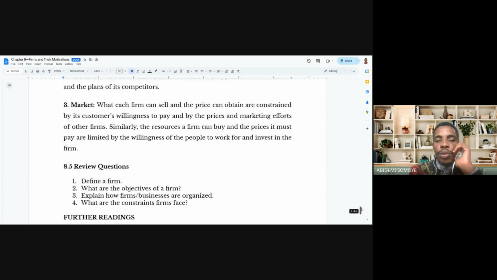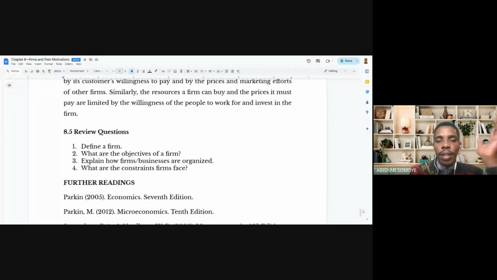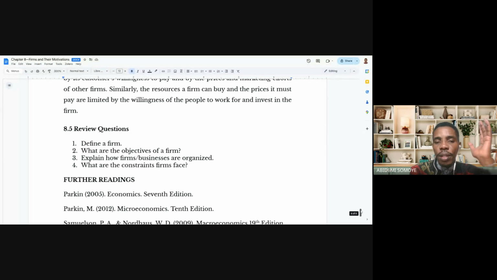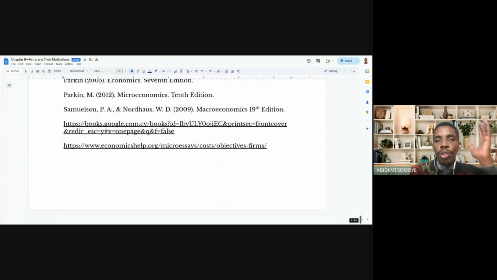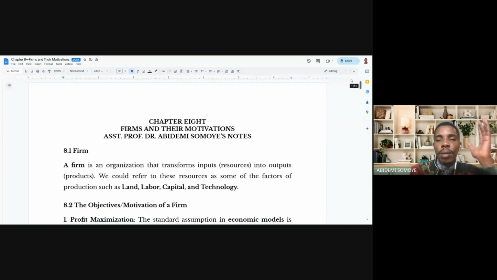And these are your review questions. Define a firm. What are the objectives of a firm? Explain how firms' businesses are organized. And what are the constraints firms face? Okay. So we are going to see that in our next class when we talk about market structure.